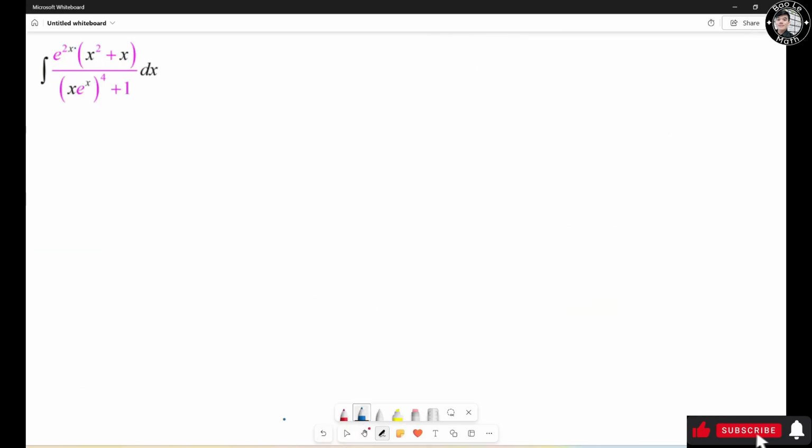The integral of e to the 2s times (s squared plus s) divided by (s times e to the s) all together raised to the 4, plus 1, ds. Alright, so let's try substitution. Let u be s e to the s. Then you have du equals, we're going to use the product rule.